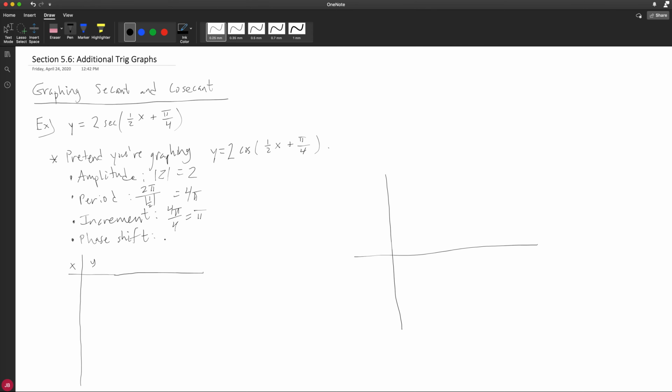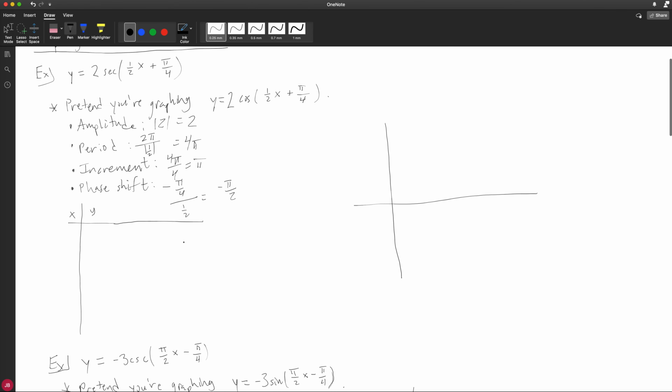And now the phase shift is negative the c value with its sign, so negative pi over 4 divided by this number in front of x here. So negative pi over 4 divided by 1/2, which is negative pi over 2. You would flip and multiply the 1/2.